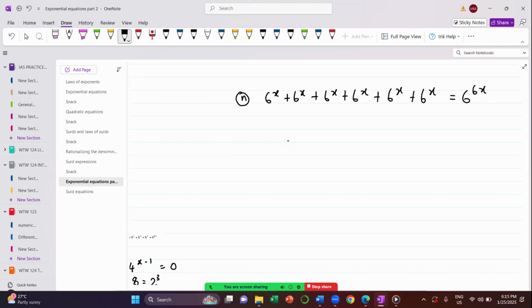Check. Is there a law? Remember, so let's say I have a to the exponent of b plus a to the exponent of c. Is there a law for adding powers of the same base? For adding, is there a law?